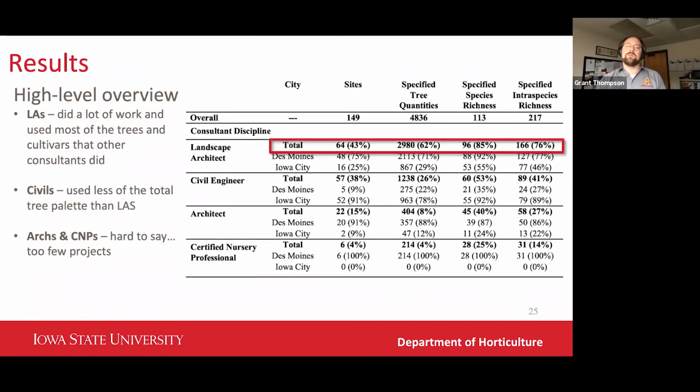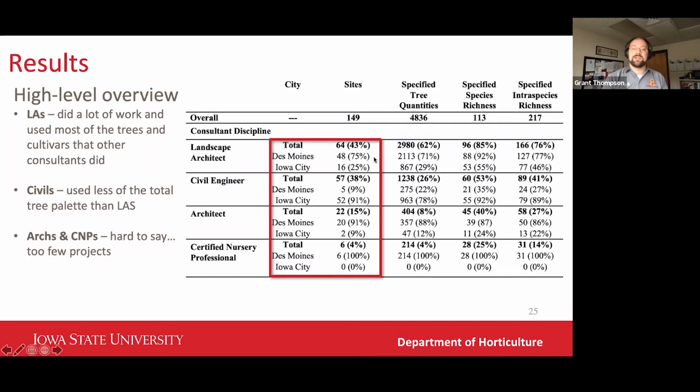So, a really high level review. Landscape architects in our study did most of the sites and specified most of the trees. So maybe not a surprise that the landscape architects will be a big part of this story. We found some major differences between the cities. So in Des Moines, landscape architects did a lot of work, but in Iowa City, almost 91% of the projects, the site plan was developed by a civil engineer. Interesting. Architects didn't do many projects, but most of the ones they did were in Des Moines when they specified planting plans.